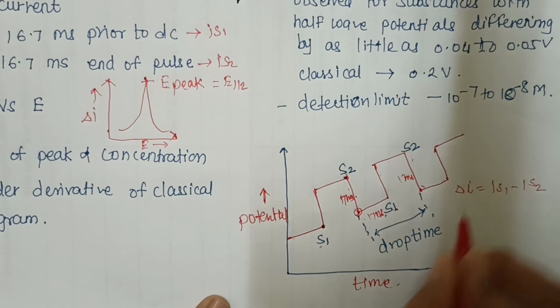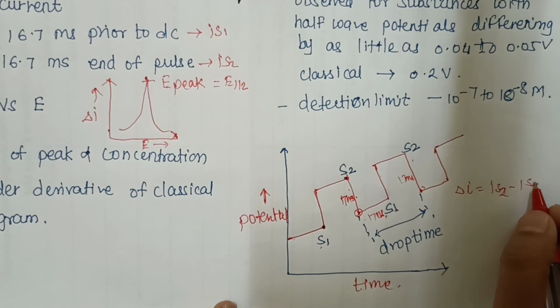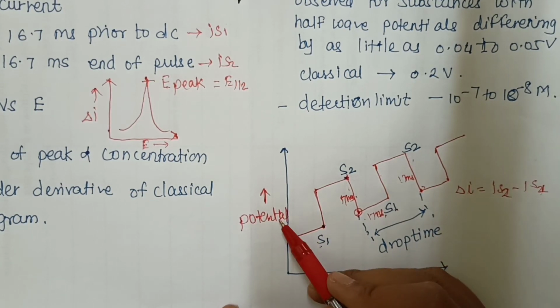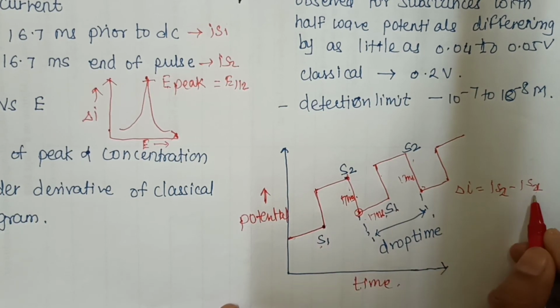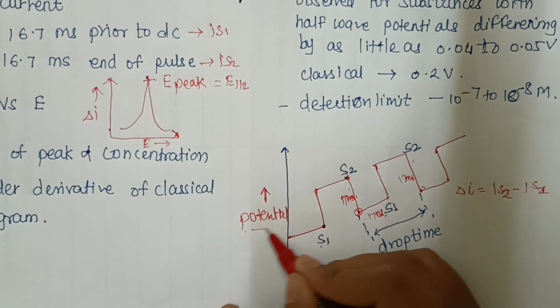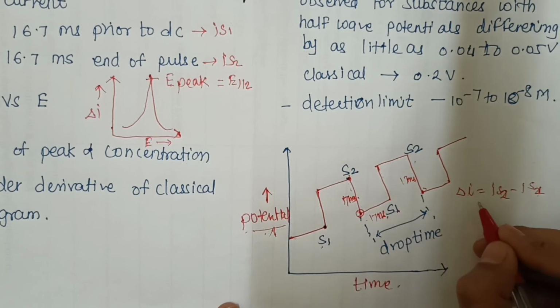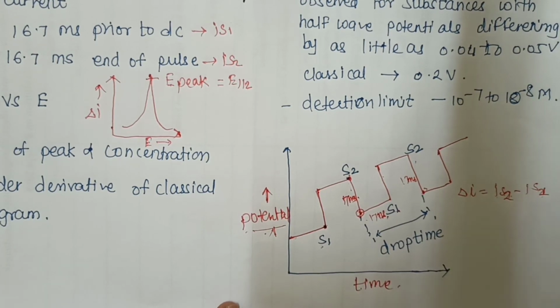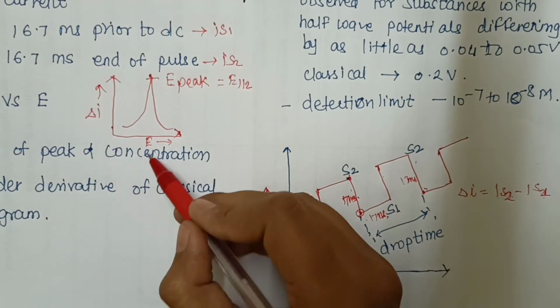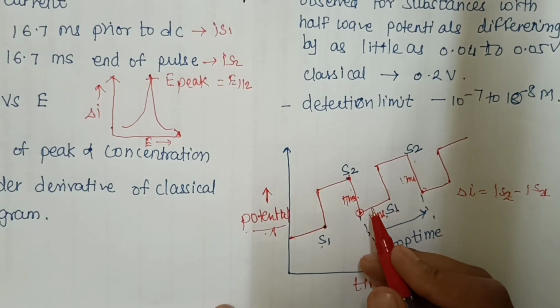This is IS2 and IS1. It is an electroanalytical technique, so current is measured as a function of potential. Here it is potential, but we have measured current. Delta I is equal to IS2 minus IS1, and delta I is plotted against potential, and we get E peak. So differential pulse polarography is the first order derivative of the classical polarogram.